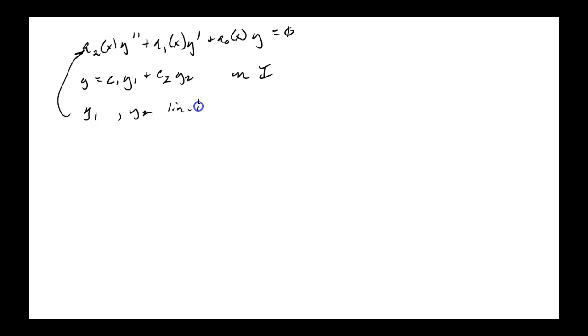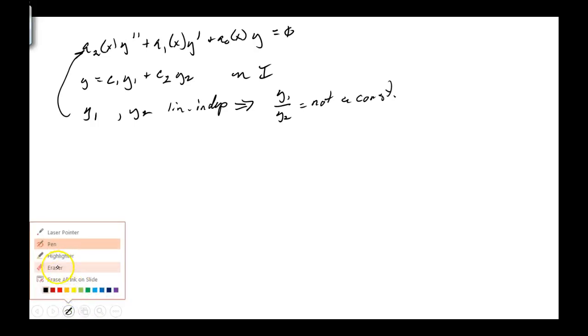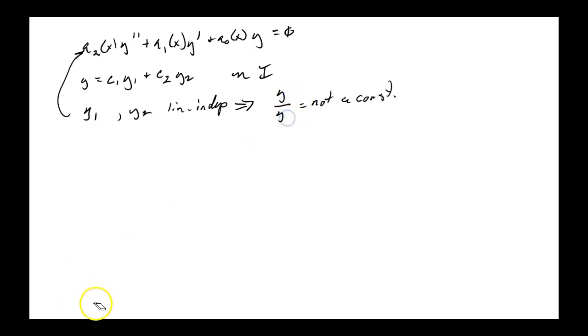So if y1 and y2 are linearly independent, that implies that y1 over y2 is not a constant on I. Or they said y2 over y1. Let me do it the same way they do so it doesn't get confusing. It doesn't matter which one you put on top, but let me use the same nomenclature they do.